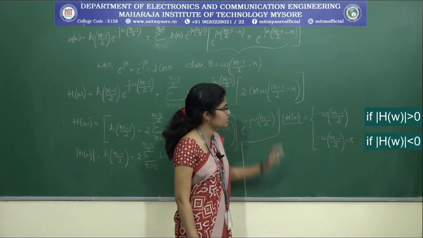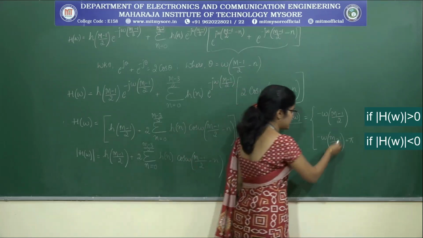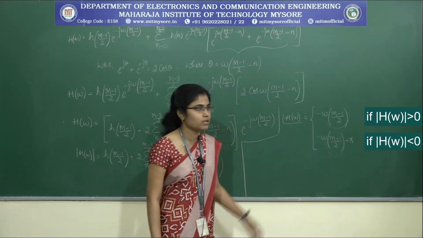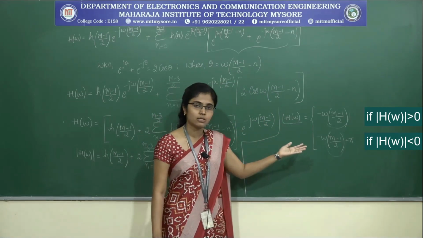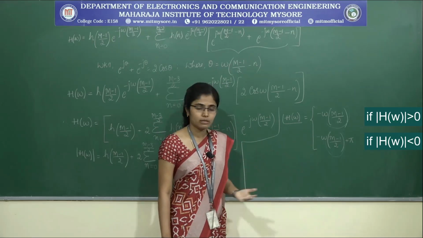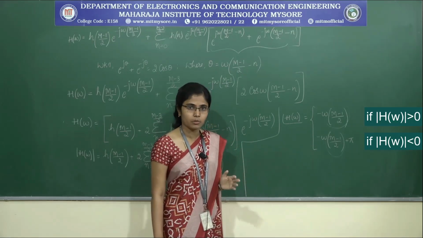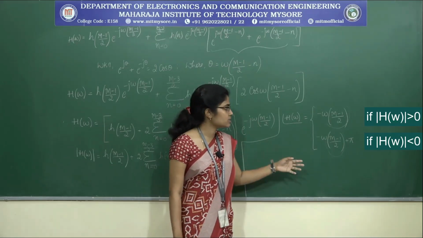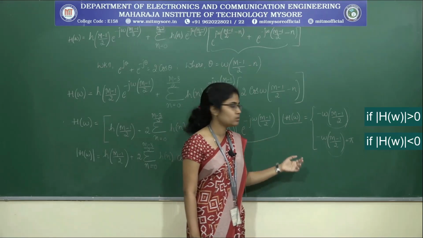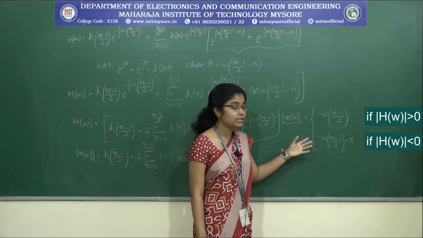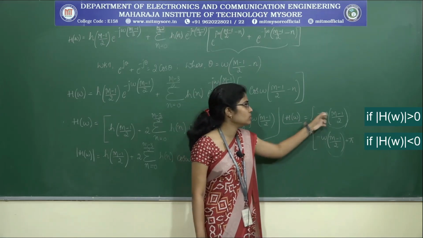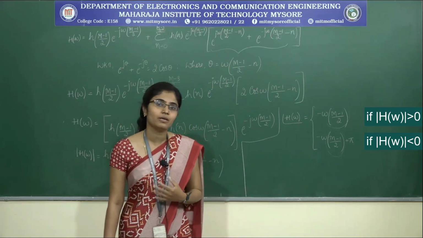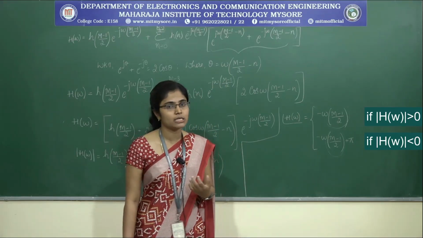Now, looking into this phase condition, the term (m minus 1)/2, for both the cases when magnitude of H of omega is lesser than 0 or greater than 0, is a constant term. m is nothing but the value which we take, whether it is even or odd. Since that is a constant value, we can conclude that the phase of an FIR filter varies linearly with respect to omega. So, this is with respect to case 2, where the value of m is odd and the condition which we take is symmetric.